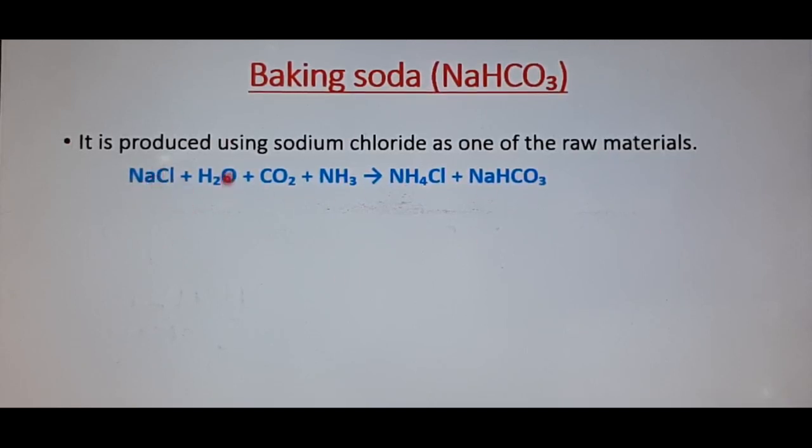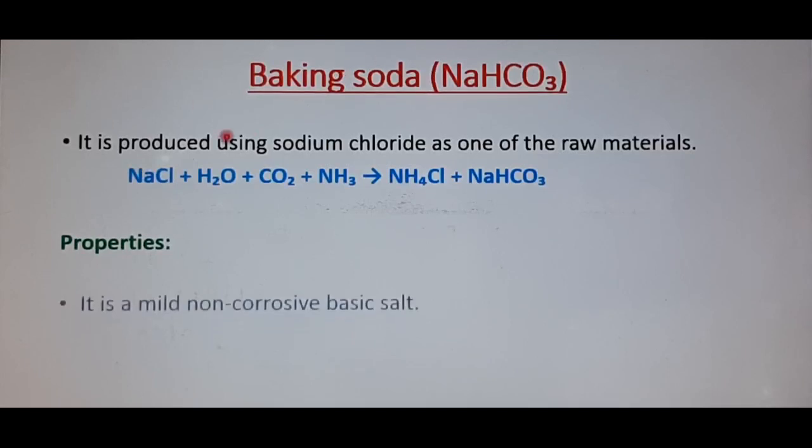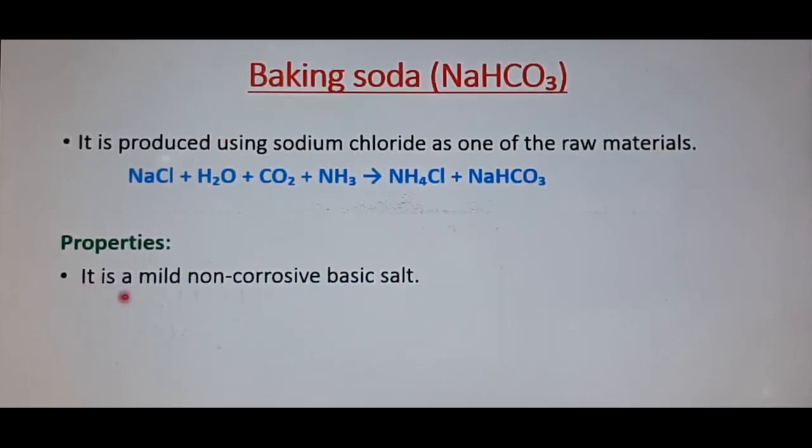This sodium chloride plus water plus carbon dioxide plus ammonia will give us ammonium chloride plus sodium hydrogen carbonate, which is baking soda. So this reaction you have to remember, and one thing you have to remember, that this is also prepared from common salt. In case of baking soda, you have to remember its properties also. First one, it is a mild non-corrosive basic salt. Non-corrosive means it will not get spoiled at any time. So it is one of the properties of baking soda.